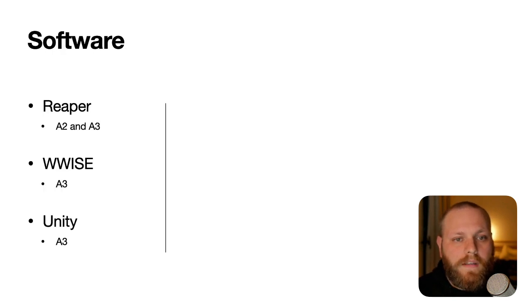All right. Next up, the software that we're using in this class is Reaper, Wise, and Unity. Wise and Unity are both Assessment 3 technologies, again, so there's enough time for everyone to get to know how to use those technologies there. But Reaper is also used in Assessment 2. Now, in Assessment 2, it's not necessary to use Reaper.